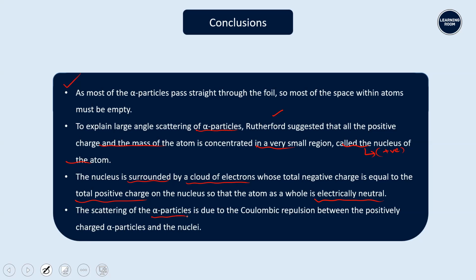So the scattering of alpha particles, why did this happen? It was due to the Coulombic repulsion that took place between the positively charged alpha particles and nuclei. Here we are calling it as nuclei because there are many atoms present and many atoms have many nucleus, right? Which is in plural called as nuclei. Clear? Shall I proceed? Yes, sir.